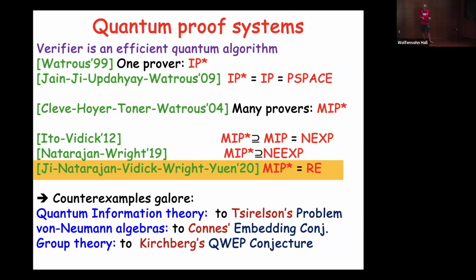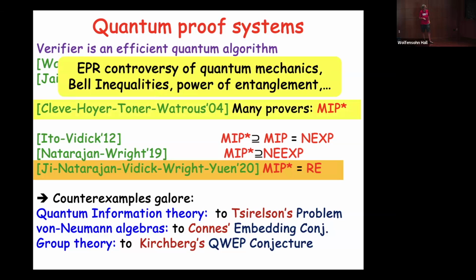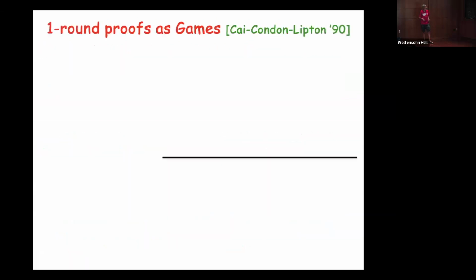Questions? So even when they were introduced, MIP star in this paper, they already knew and told the readers about its connection to foundations of quantum mechanics, to the EPR controversy, to Bell inequality. So I'll tell you about this power of entanglement.